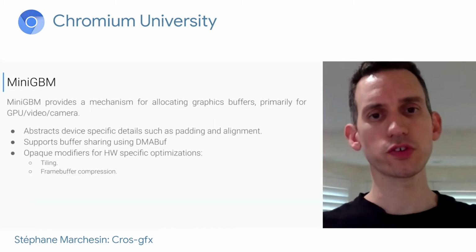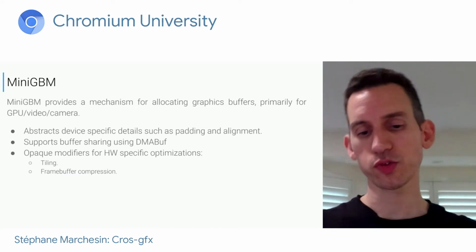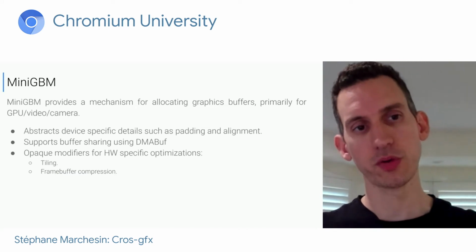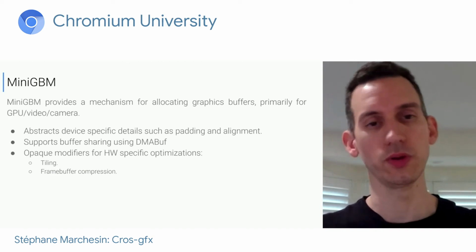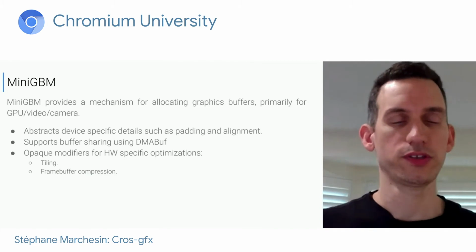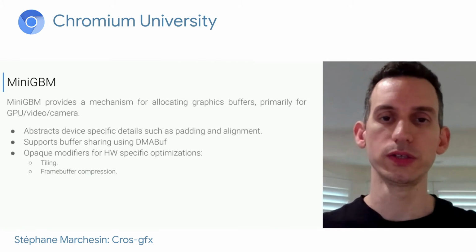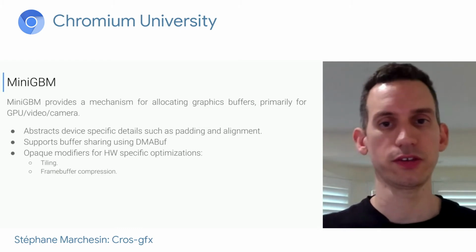So the first user space driver is mini-GBM. What is mini-GBM? Well, it's an abstraction of memory allocation. It provides a mechanism for applications to allocate buffers. And primarily, this is for the GPU, video, camera subsystems. So what we can do is that the application can request use cases that it wants to have.